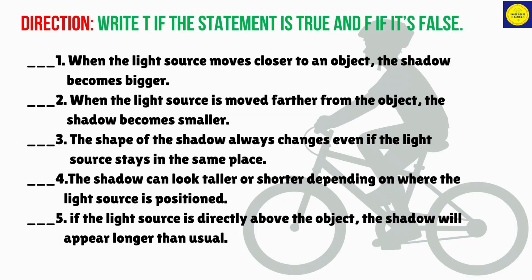Activity 1. Write T if the statement is true and F if it's false. 1. When the light source moves closer to an object, the shadow becomes bigger. 2. When the light source is moved farther from the object, the shadow becomes smaller. 3. The shape of the shadow always changes even if the light source stays in the same place.